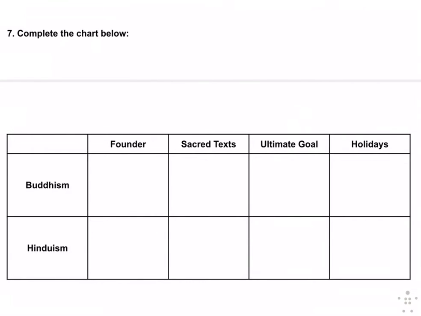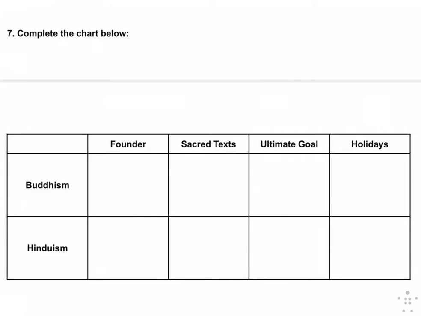If I'm looking at the founder, it was Siddhartha Gautama. He was eventually called the Buddha, but he was at first a prince, and then he was the founder of the Buddhist religion. If I'm looking at their sacred text, their sacred text is called the Tripitaka.